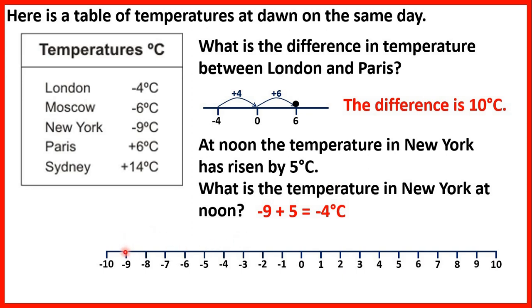If we start at -9, then increasing or rising by 5 will mean we're going 5 jumps to the right, and that takes us to -4. If the temperature had fallen, we would be going to the left, but because the temperature is rising on a number line, we're going to the right. So though it says +5, if the first number is a negative, really what we need to do is 9 minus 5 to get 4, and then we'll have a negative sign in front of it because 5 is less than 9.